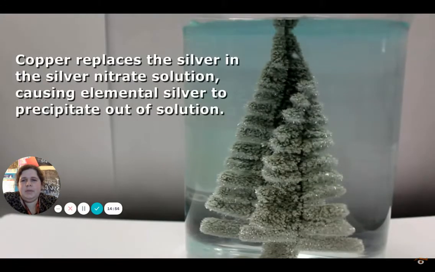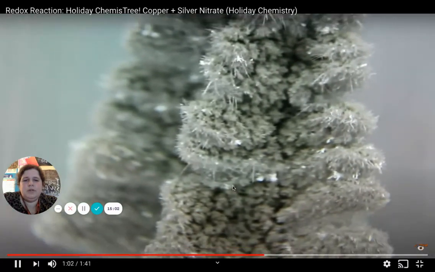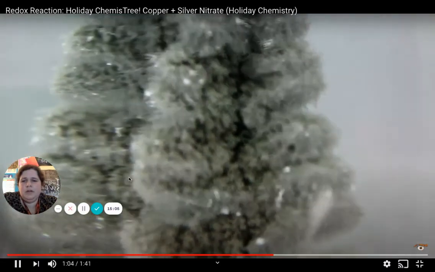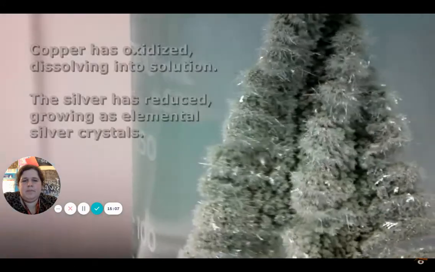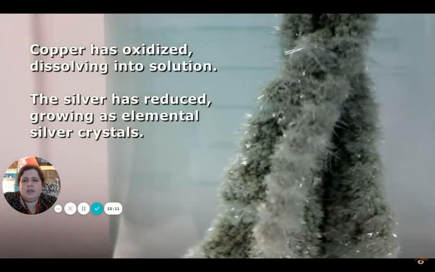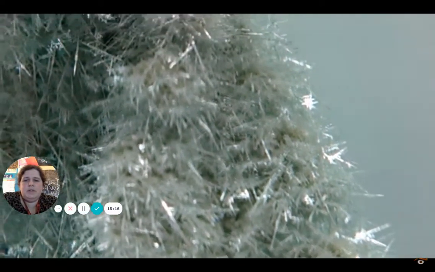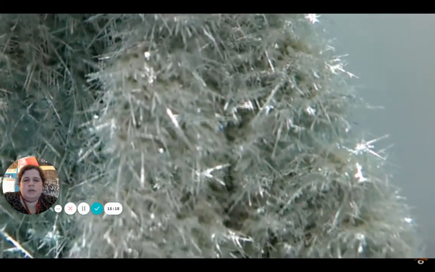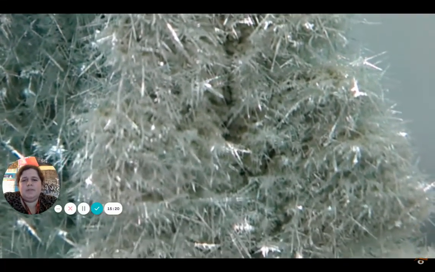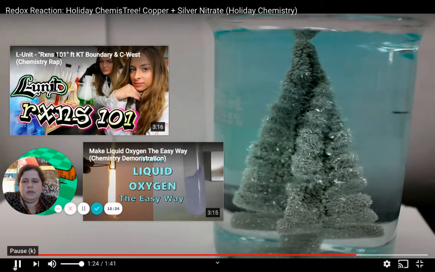So the copper replaces the silver in the silver nitrate solution. That causes elemental silver to precipitate out of the solution and form silver crystals. Really pretty. Perfect for Christmas time. So the copper has oxidized and it's dissolved in solution. The silver has been reduced and it is forming that elemental silver, those pretty crystals that almost look like tinsel on that tree. Really pretty, especially for Christmas.